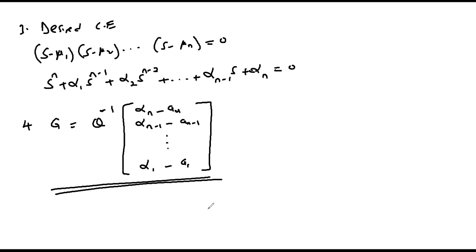And those are the methods of determination of the feedback gain matrix G: the direct substitution method, Ackermann's formula, and the transformation matrix method.